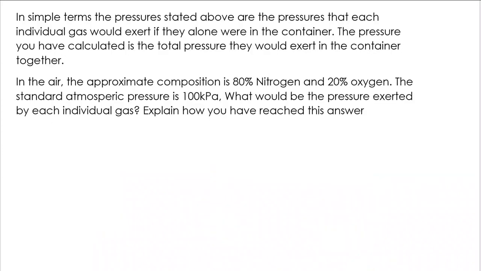So now let's apply that to this question here. And we're using something that's quite familiar to us. We've simplified the composition of the air. We're saying that it's 80% nitrogen and 20% oxygen, and we know the standard atmospheric pressure is 100 kilopascals. So what would be the partial pressure, the pressure exerted by each of the two individual gases?